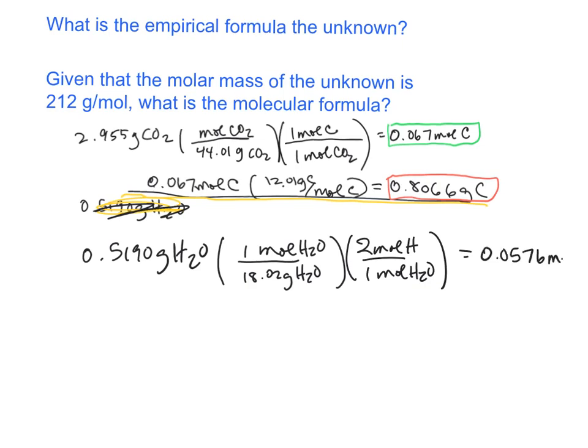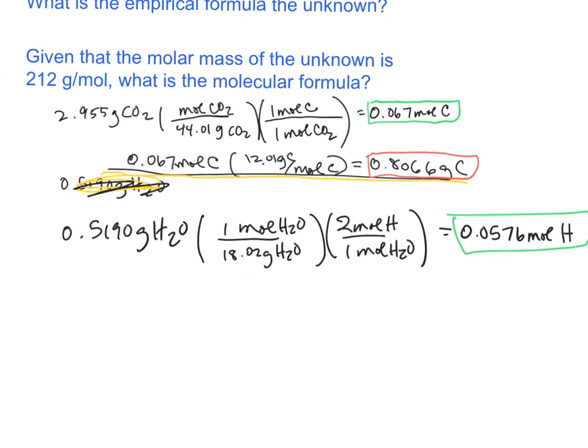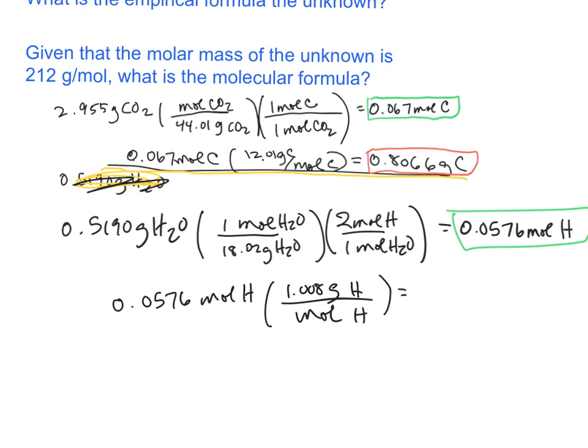0.0576 moles of hydrogen. Put your moles in green. Then you can take those moles and you can convert to grams. 0.0576 moles of hydrogen, and then 1.008 grams per mole of hydrogen. So this one is 0.0582 grams of hydrogen. Put your mass in red.